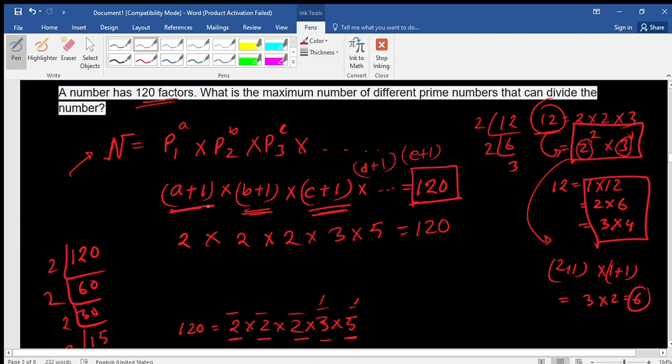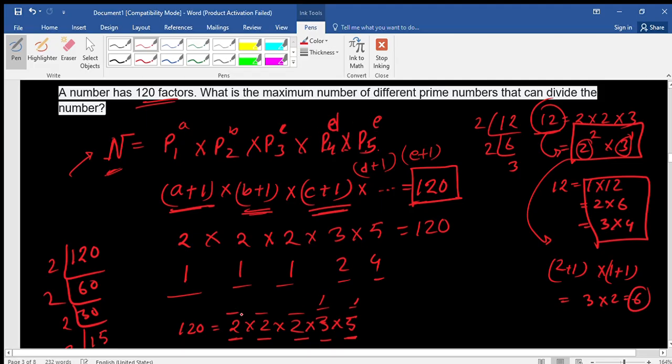You just need to subtract 1 from all the numbers, because we have added 1. That's why we need to subtract. So the values of a, b, c, d, e will be 1, 1, 1, 2 and 4. Now from this you can easily say that we have the prime numbers. If you express the number n in terms of some prime numbers, you will get p1 to the power a, p2 to the power b, p3 to the power c, p4 to the power d and p5 to the power e.